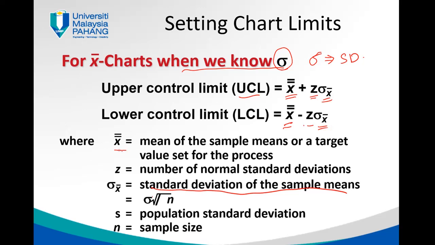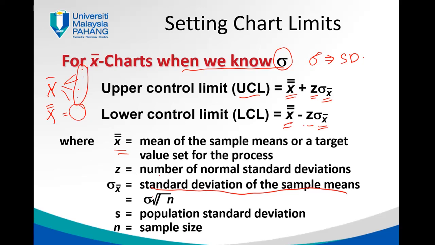Okay, x double bar is the mean of sample means. So x bar is the mean, x double bar is the mean of means. In our chart later on, we will get a few numbers of x bar. Then x double bar is what we get when we calculate the mean of this data.